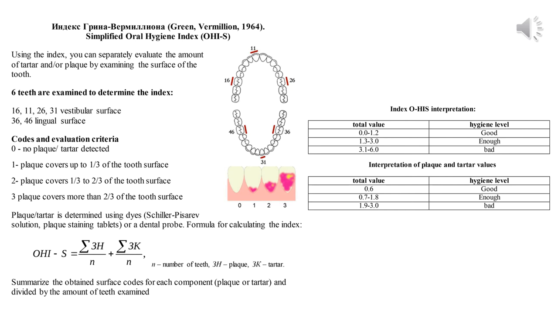The Green-Vermilion index. This index is suitable for determining the level of hygiene in patients from 7 years old. With the help of this index, we can separately calculate plaque or tartar, or plaque and tartar together. There are two interpretation tables for this. To calculate this index, we will also need to stain the patient's teeth. For the teeth, we can use coloring tablets or solutions, Schiller-Pisarev, fuchsin, erythrosine, etc. The tartar is determined by a dental probe.